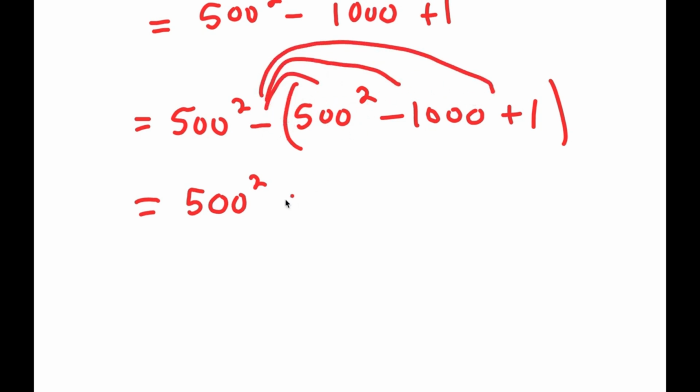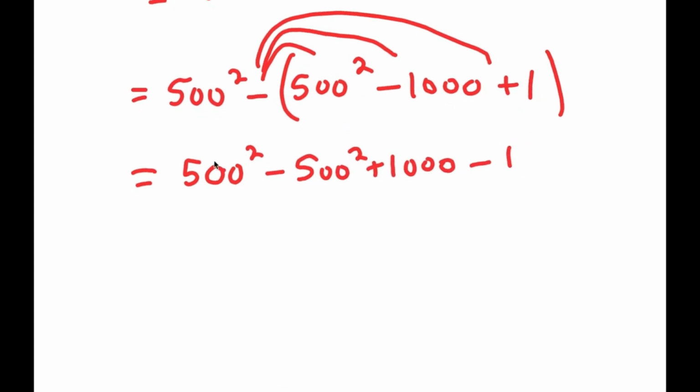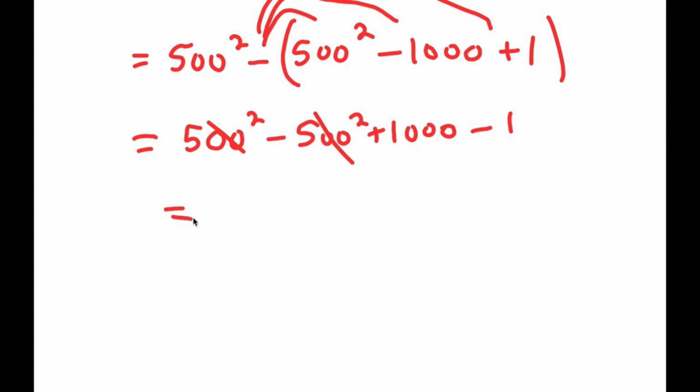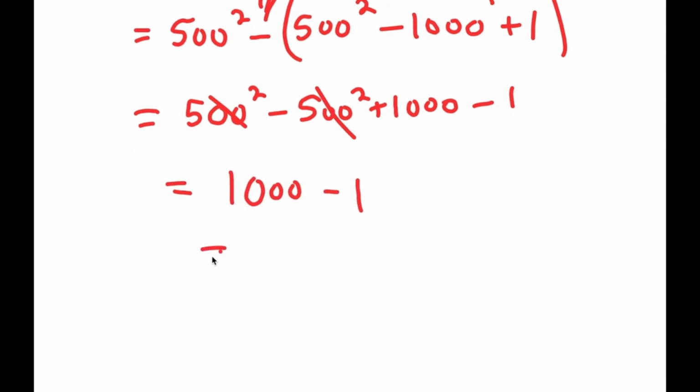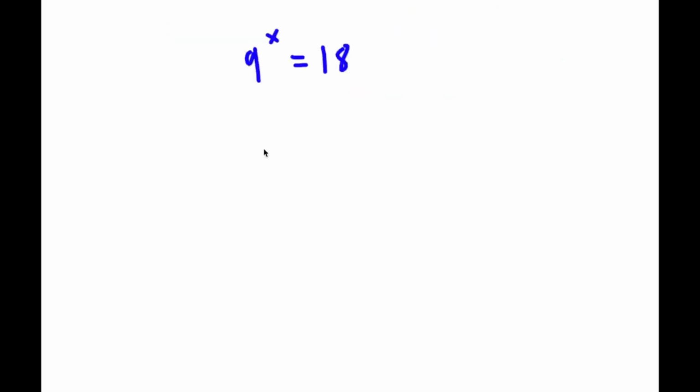So negative 1 times 500 squared is negative 500 squared. Negative 1 times negative 1000 is positive 1000. And negative 1 times positive 1 is negative 1. Now these two 500 squares cancel out. So I'll be left with 1000 minus 1. And 1000 minus 1 is 999. So again, I get 999 as my answer.